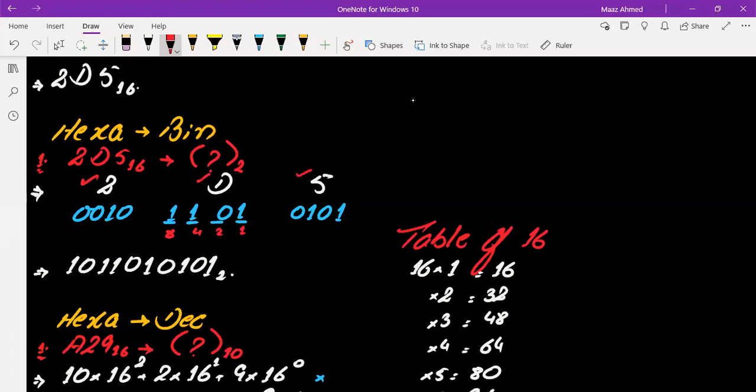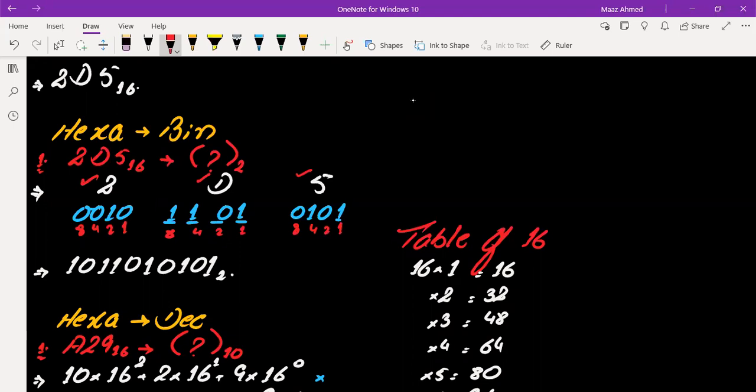Now I need to represent each and every digit on 4 bits because hexa is working on 4 bits. So for 2, I just wrote over here 0, 1, 0, 0. It will be 1, 2, 4, and 8, and again 1, 2, 4, and 8. So 2 is represented with only the second bit on, otherwise all will remain off. For D, it makes up 13.